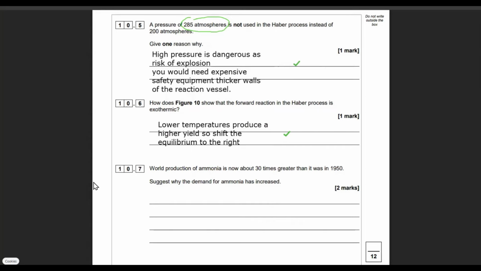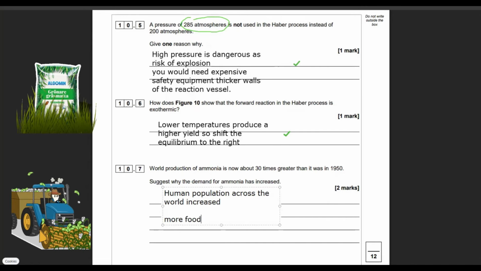World production of ammonia is now about 30 times greater than it was in 1950. Suggest why the demand for ammonia has increased. Okay, ammonia is used in fertilizers, so you need to know that off by heart. It's used to make ammonium nitrate and things like that. The human population has increased, therefore we need more food, therefore we need to use more fertilizers on the farms, agriculture. And that's the answer.